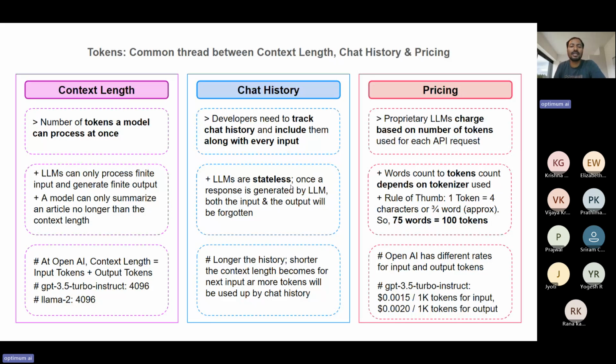So this chat history should be memory. It's not connected with the memory of the given query's tokens. Because whenever you have more and more chat history, the LLM will not be able to figure out what exactly is needed. You can see here that the shorter the context length becomes for the next input, as more tokens are used by the chat history. So the longer the chat history, it will have some kind of irrelevant effect on the given output. Pricing also depends on the number of tokens, as you can observe for OpenAI.